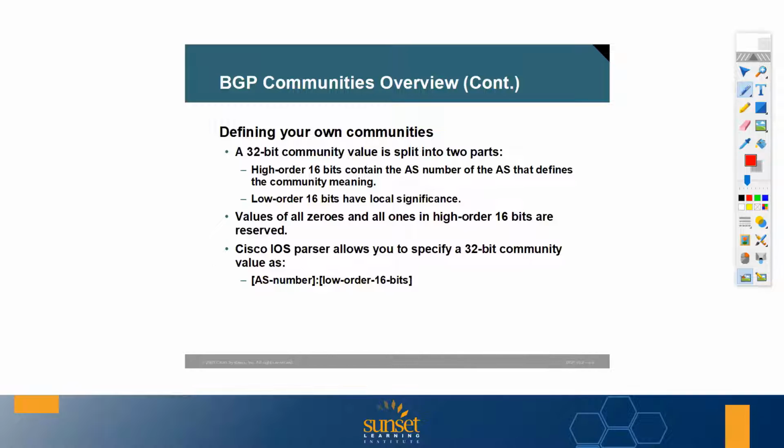Okay. They show values of all zeros and all ones. The higher order 16 bits are reserved, and you'll see that that's not an autonomous system number either. They show IOS allows you to actually specify it as AS number colon and then a lower 16 bits that we utilize.